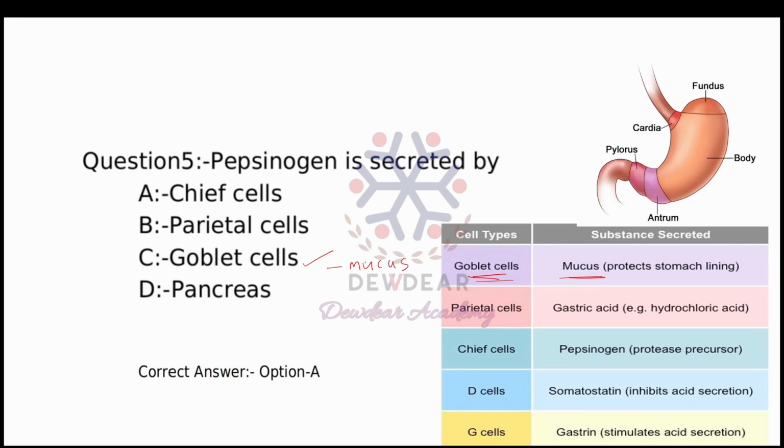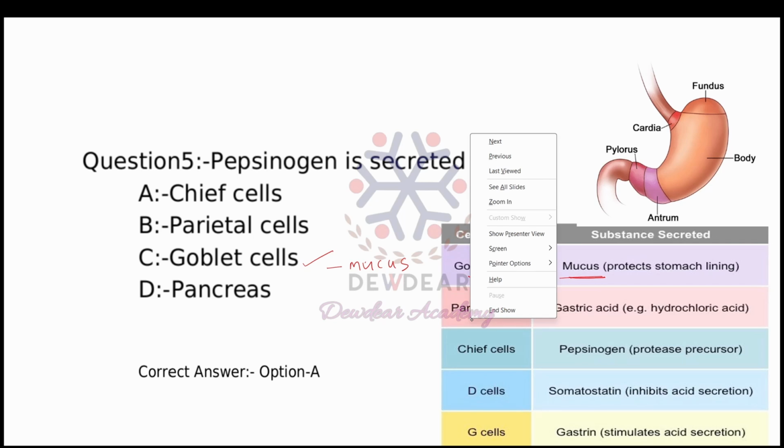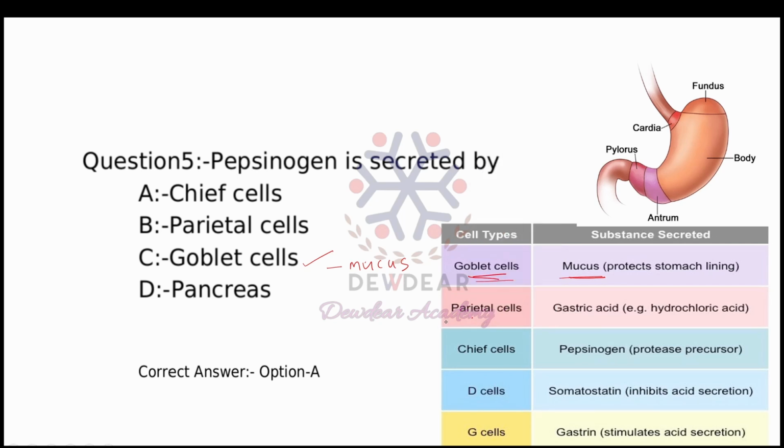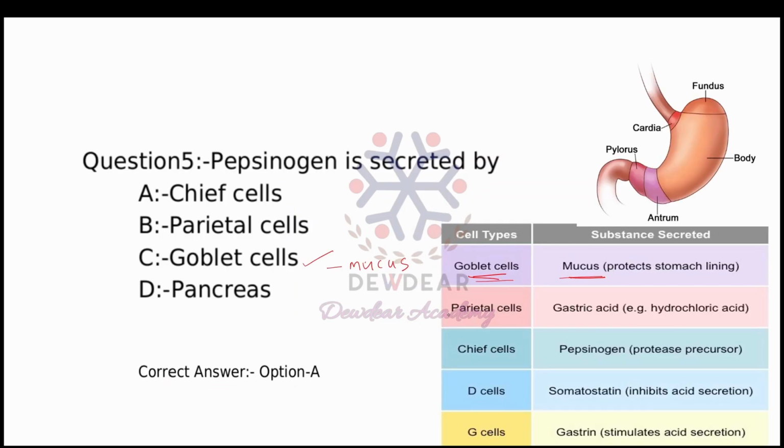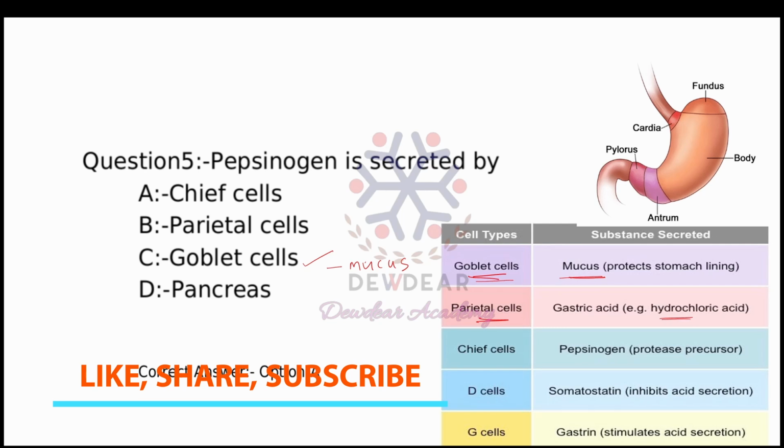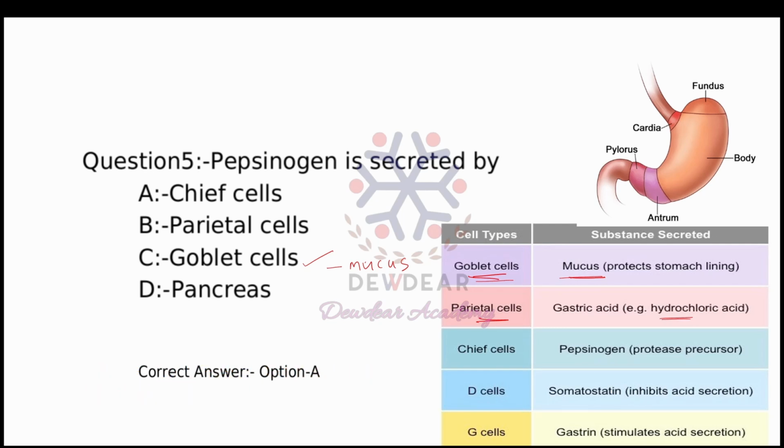Next is the parietal cells. Parietal cells are located in the gastric gland alongside the chief cells, and they secrete hydrochloric acid. As they secrete it, they create an acidic environment in the stomach, and that helps to activate pepsinogen into pepsin.